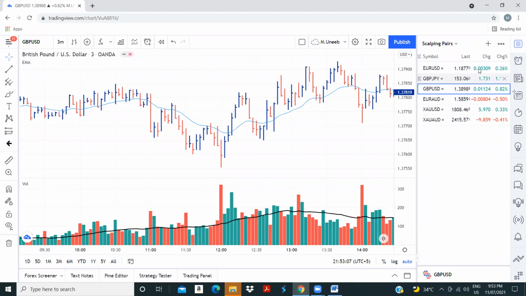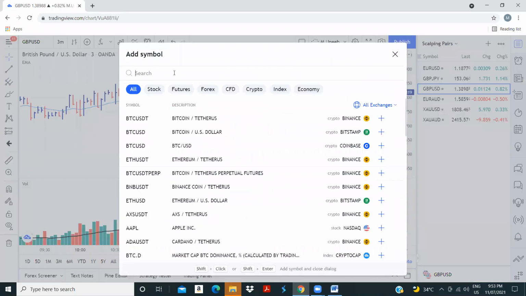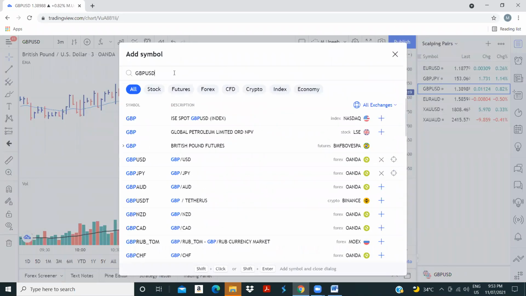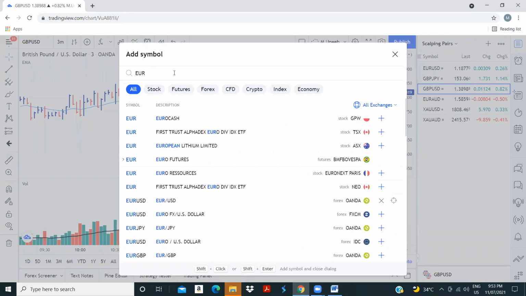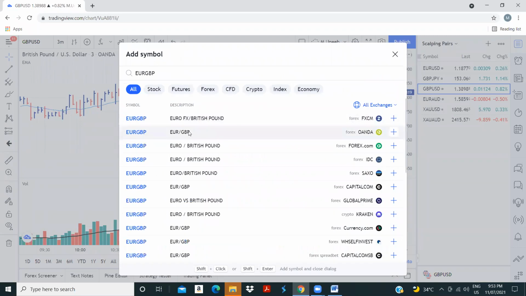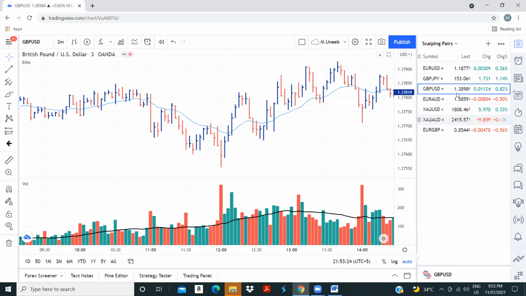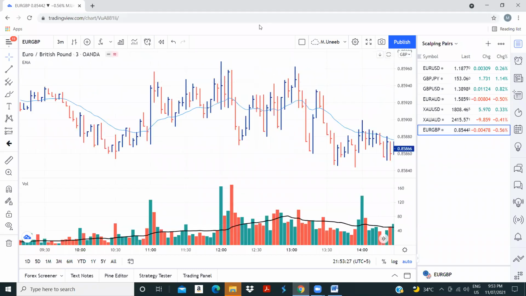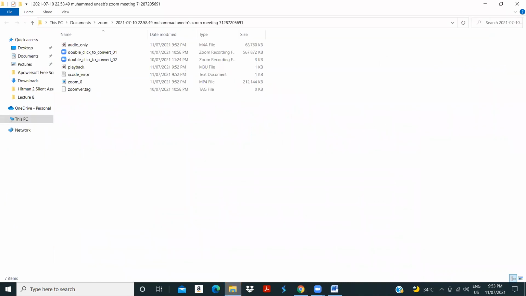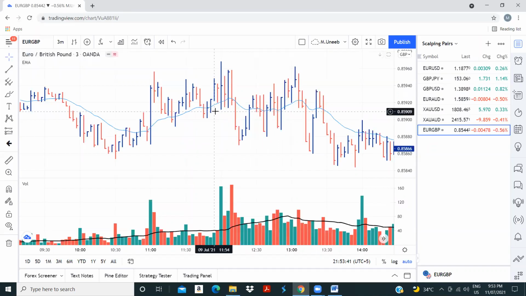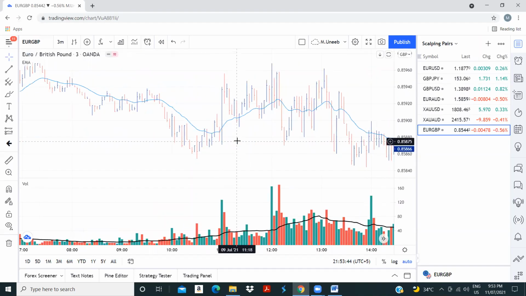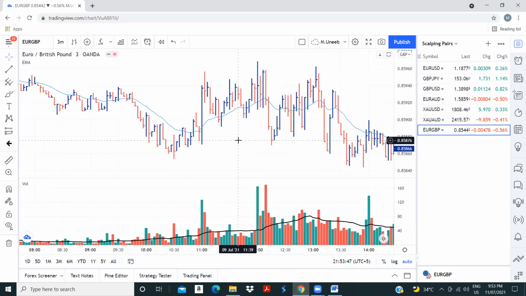Now let's go here, GBP/USD. So let me identify another one: EUR/GBP is here. Can you hear me? Yes, I can. Okay. So the same structure here, as I told you.